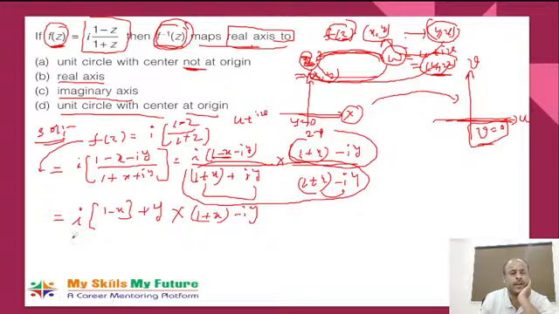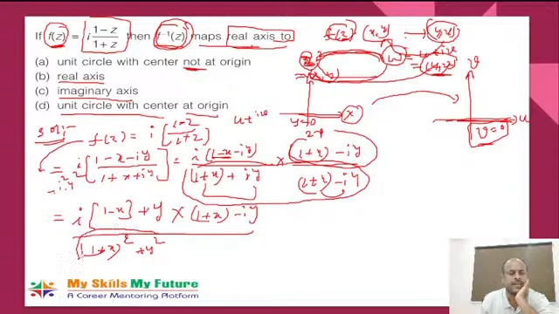In the denominator, what do you have? This is a plus b into a minus b. A squared means 1 plus x squared, minus b squared, meaning iy squared. Iy squared means minus of i squared y squared. I squared is minus 1, minus into minus is plus, so it becomes plus y squared. This part is clearly real.